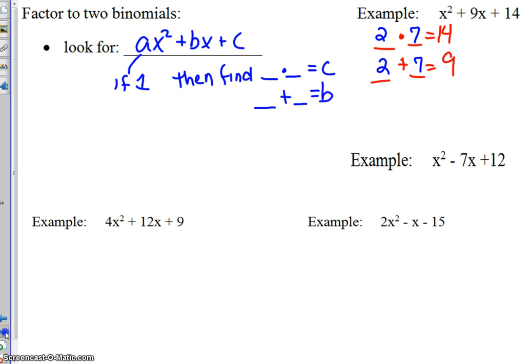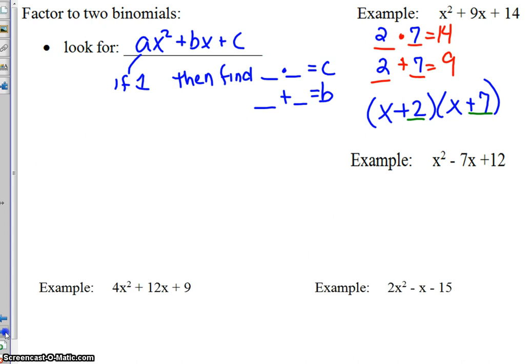So it multiplies to get the last term, excuse me, and adds to get the second term, the term in front of the x. So then your answer here would be x plus 2, x plus 7. That's the two binomials, two terms that we're talking about. So it's important just to remember this is where your values go, okay? So let's look here, okay?